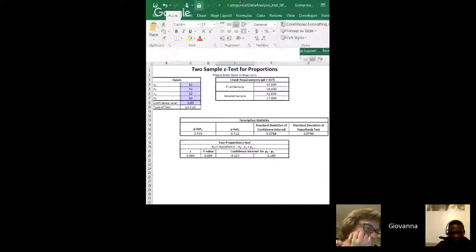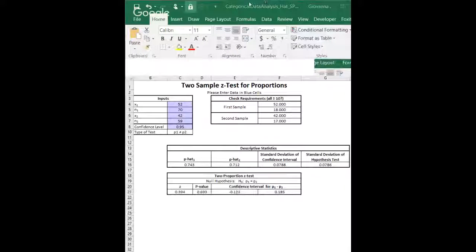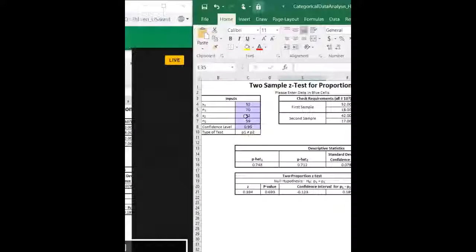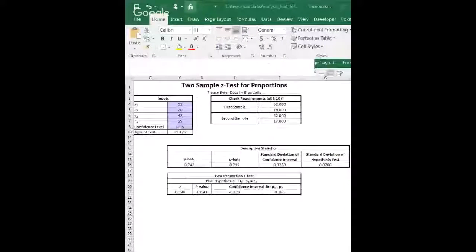What's going on? Yours is not showing anything. I can't see hers. I can't see her screen up there. I don't know what's going on. Oh, there it is. Okay, give me one second.